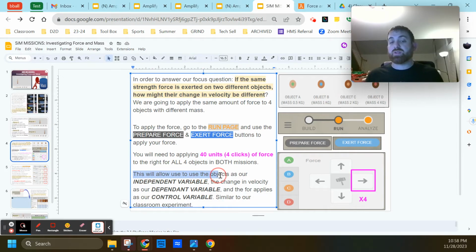This is how we'll use our objects as our independent variables, the change in velocity as our dependent variables, and the force applied as our control variable, similar to what our classroom experiment was all about.